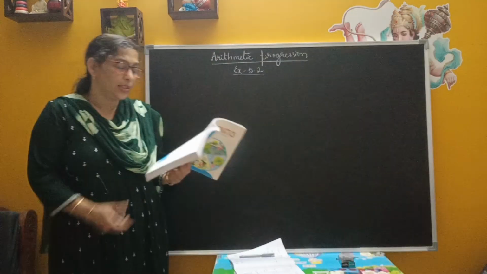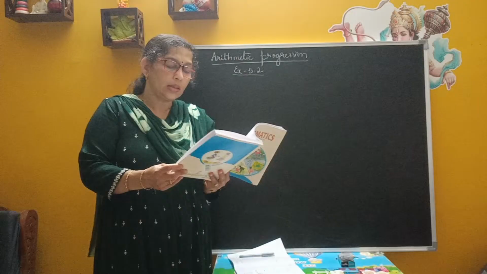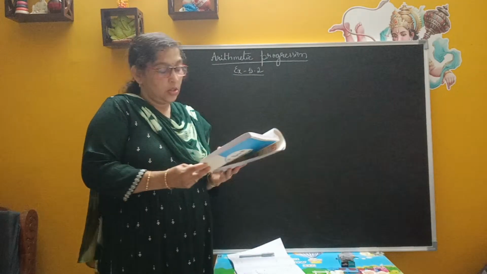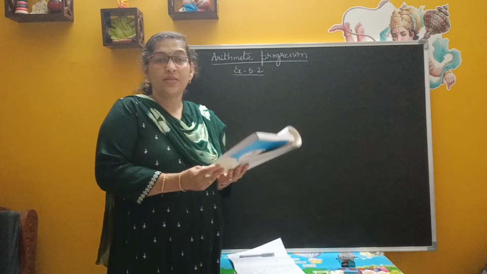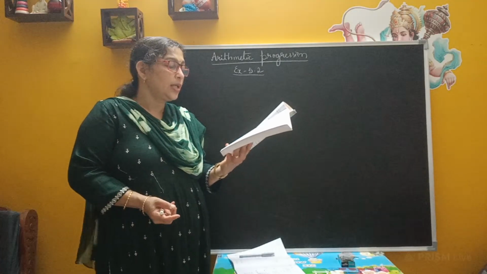Given that A is the first term, D the common difference, and AN the nth term of the AP. So here a table is given. In that, in some problems, the first one AN is asked to find.